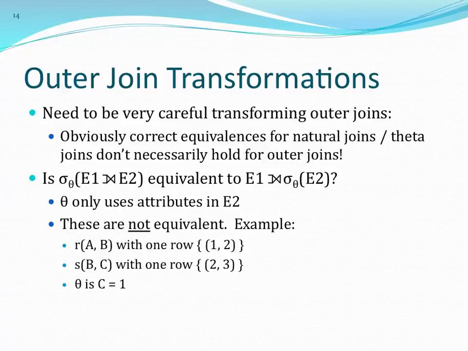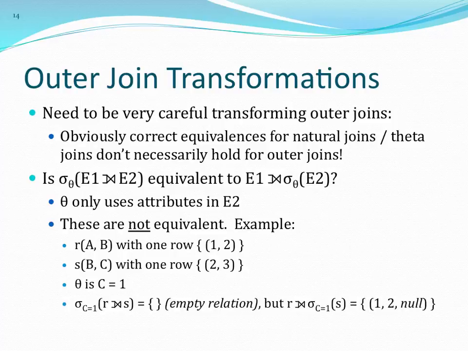Now, what's the right one generate? Well, we apply our selection early, and 3 is definitely not equal to 1, so the right subplan, or the right subquery, generates an empty result set, and then we left outer join that against 1, 2. What do we get? Well, now we get 1, 2, null, because the left row is included, but it's null padded. So these two expressions do not generate the same results, so they are not equivalent.